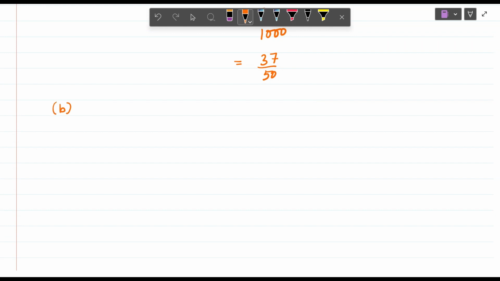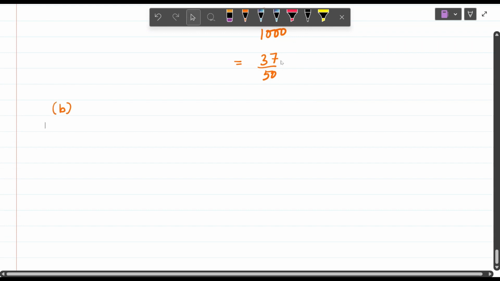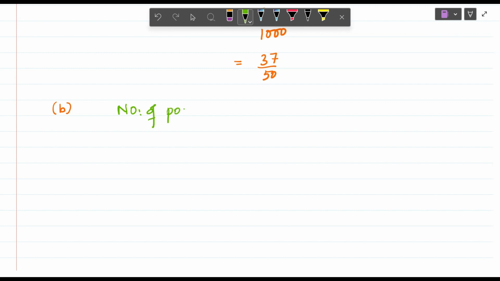option B. Okay, find the probability that the school chosen at random has not more than 20 computers. So what is the number of possible outcomes here, students? So number of possible outcomes. So how many are there? How many schools are there? That is 250 and 200. You add these two. Okay, 450 schools.